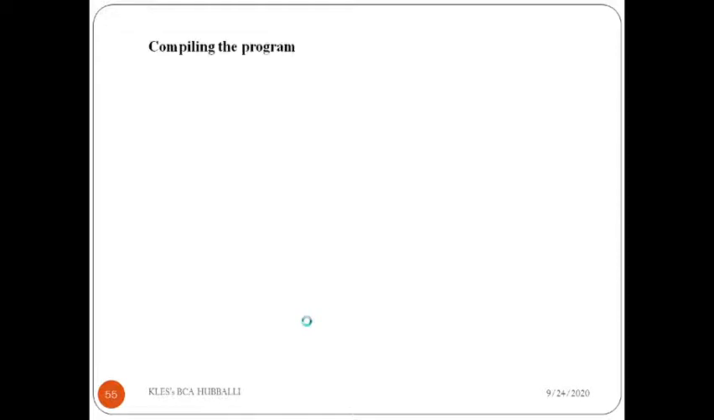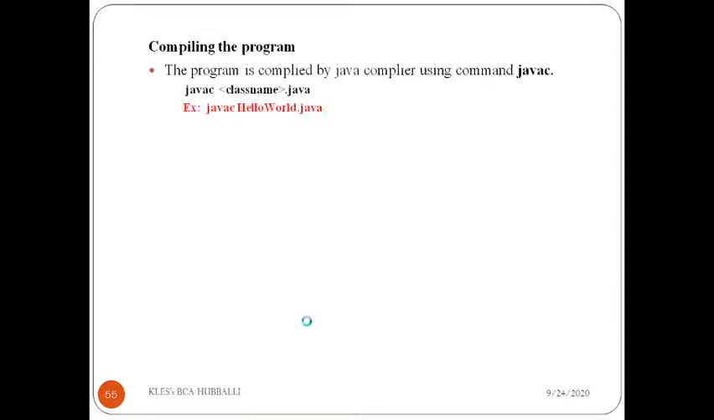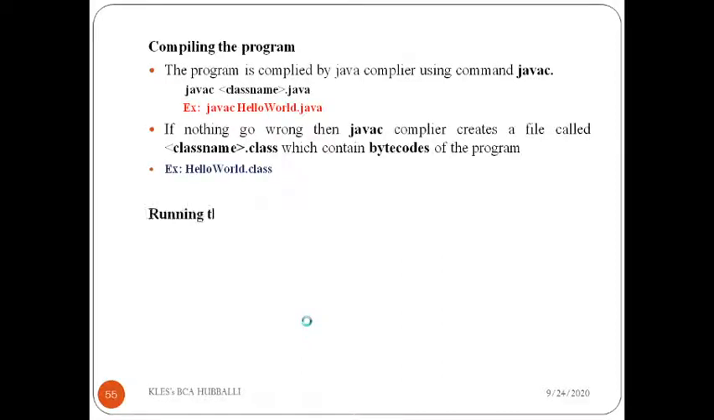Okay, so how do we compile the program? The program is compiled by the Java compiler using the command javac. So you need to give the javac command, then the class name .java. Example, because we have created the hello world.java file, to compile this we just have to prefix javac. That compiles the program. If nothing goes wrong, then the javac compiler creates a file called class.class, which contains the bytecode of the program.